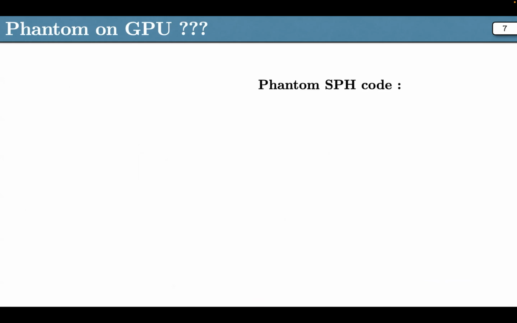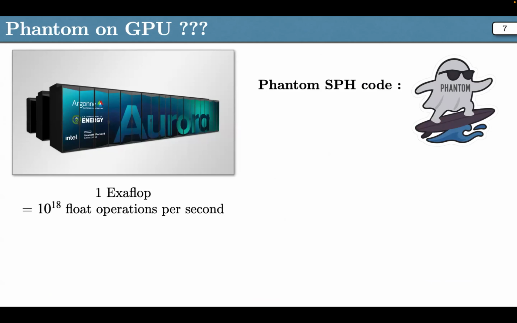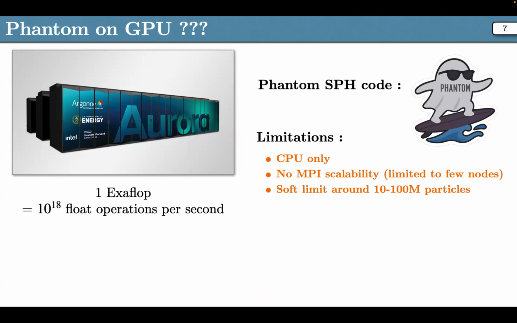Anyway, you may ask, can we use Phantom on GPU? Well, you have the Phantom SPH code. On the other side, you have an exascale supercomputer, which does 1 exaflop, which means a billion billion floating point operations per second, a tremendous amount of power. But sadly, we cannot use Phantom on such a beast because it's a CPU-only code.